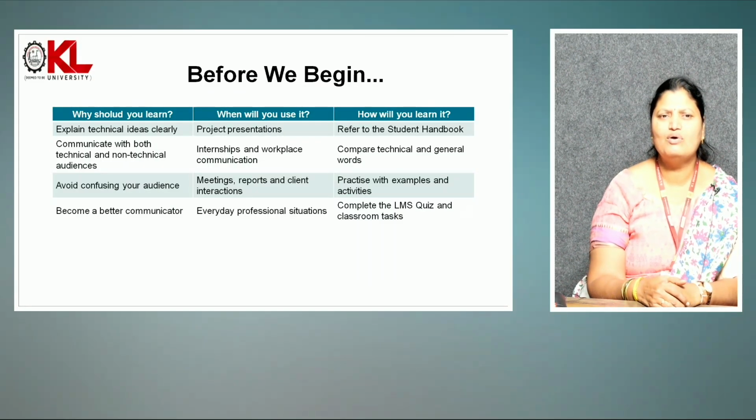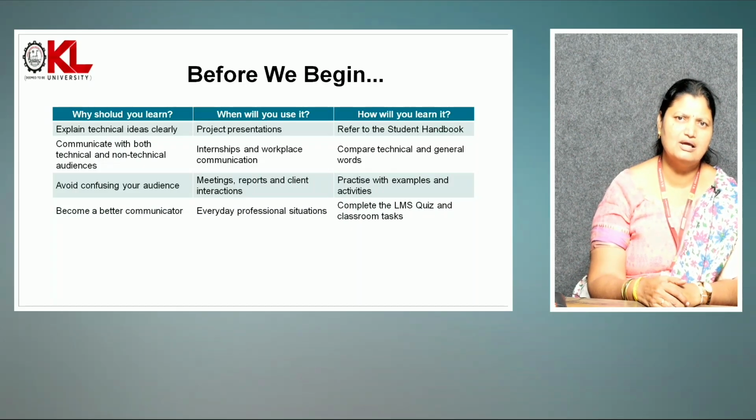Before we begin, why should you learn? Why do you have to learn the difference? Why should you identify the difference between these two? For one, explain technical ideas clearly, communicate with both technical and non-technical audiences, avoid confusing your audience, become a better communicator.